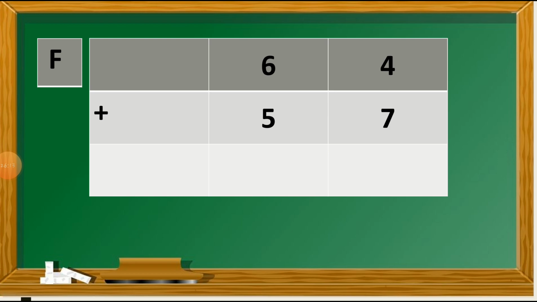Always take the ones column first. To add the numbers, always start with the right side. So your answer will be right. Now let's see the ones column. Here is 4 plus 7. So 4 plus 7 is equal to 11.